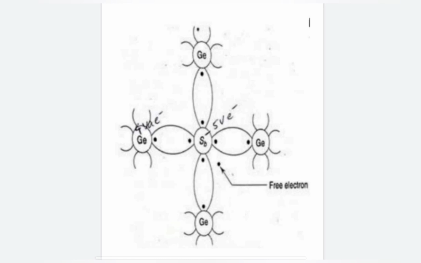See here, Sb is antimony. Antimony is a 5A group element which has 5 valence electrons. The 4 valence electrons of Sb bond with 4 valence electrons of germanium. Another valence electron of the dopant, antimony, is left free. So here a free electron is there. By this we can say that majority charge carriers will be electrons and minority charge carriers will be holes.